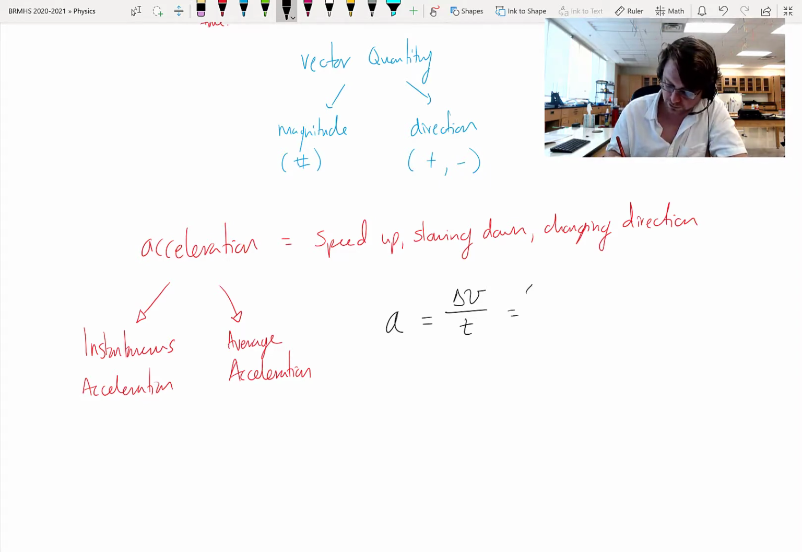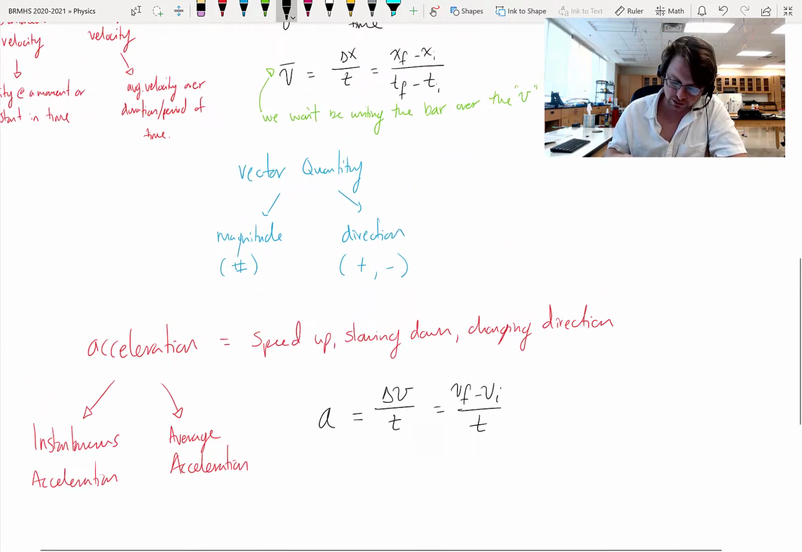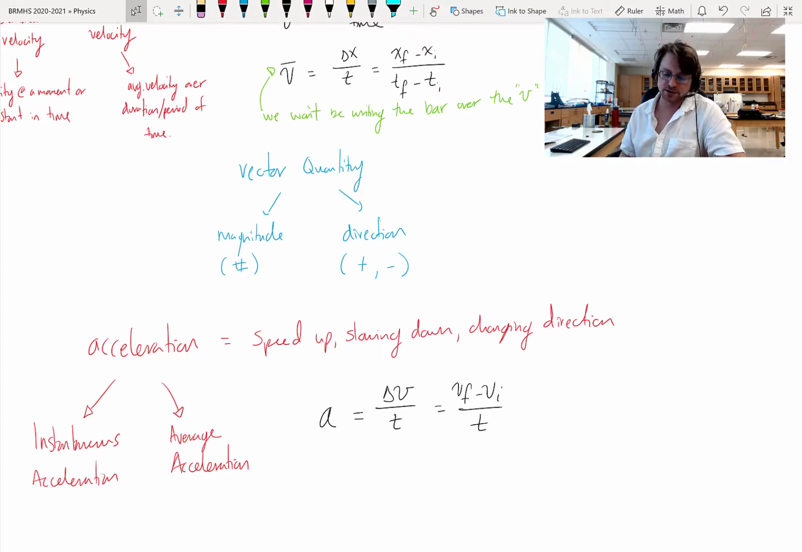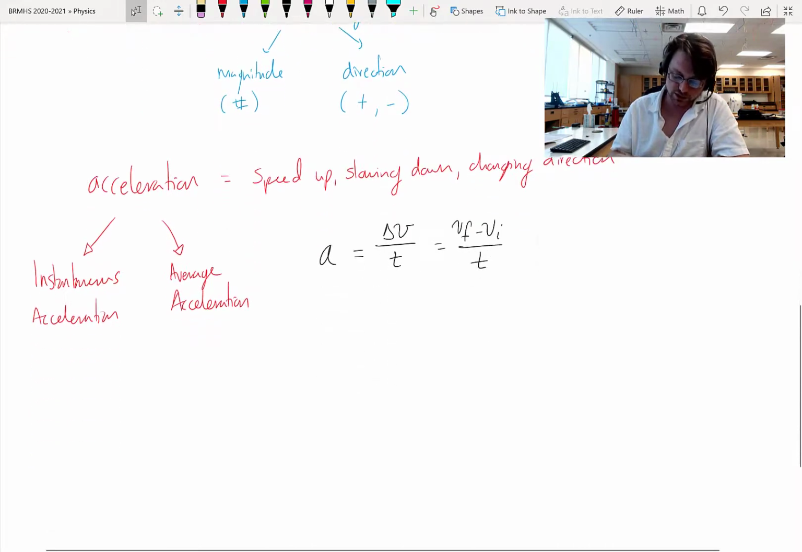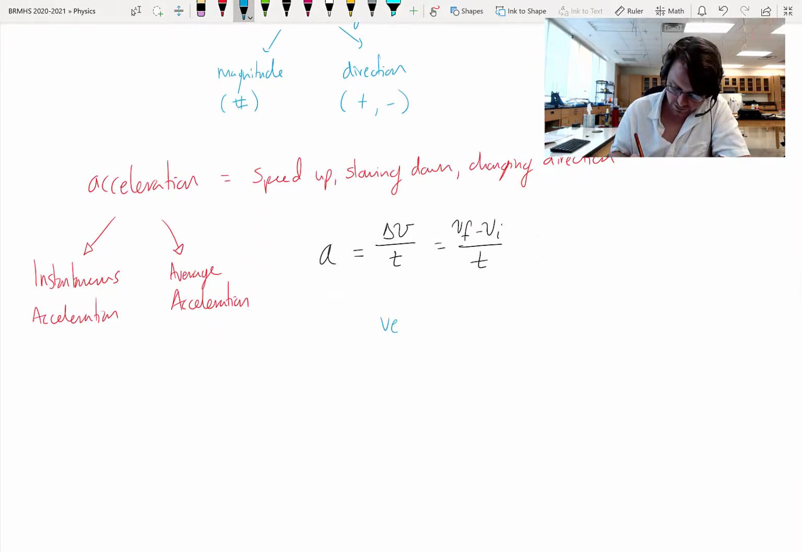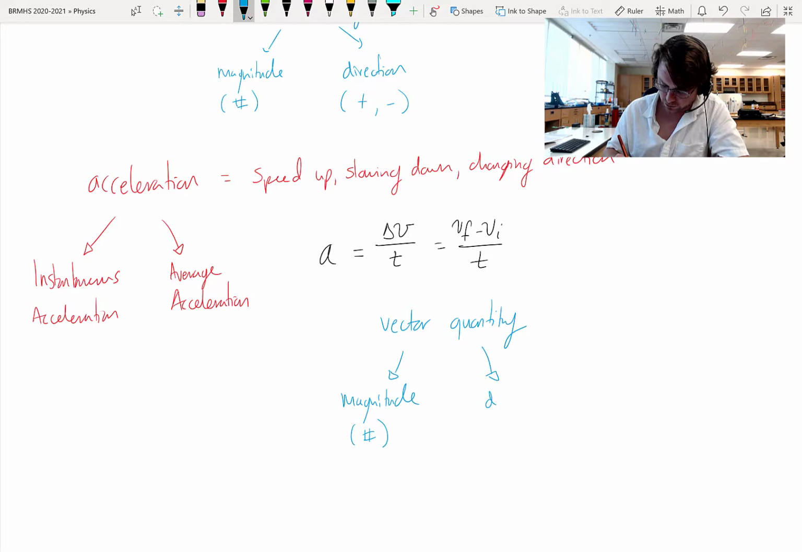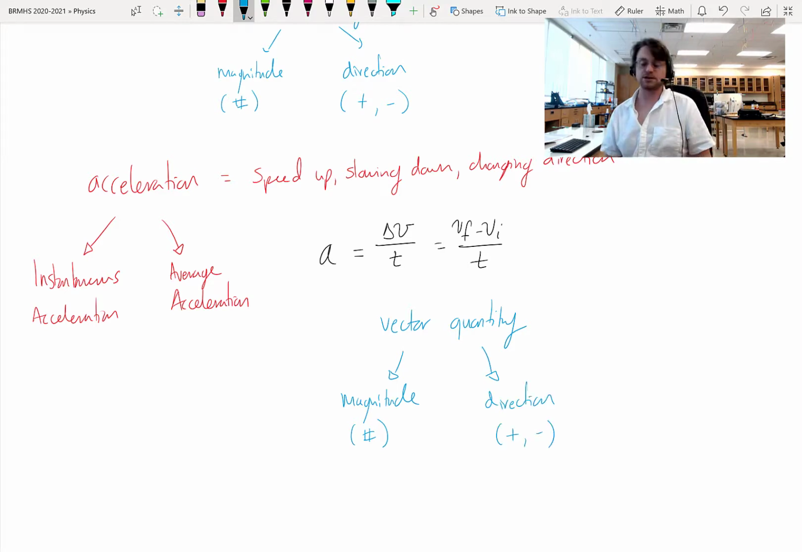If we spread out that delta v, we know it's going to be v final minus v initial over time. Looks very similar to up there for velocity. It was delta x over t. Now we just have the next quantity, delta v over t. How quickly is velocity changing? This is, again, a vector quantity, meaning it has both magnitude, a number with units, and also a direction, which in linear kinematics is just going to be positive or negative, but eventually it could be something like an angle or to the north or something like that.